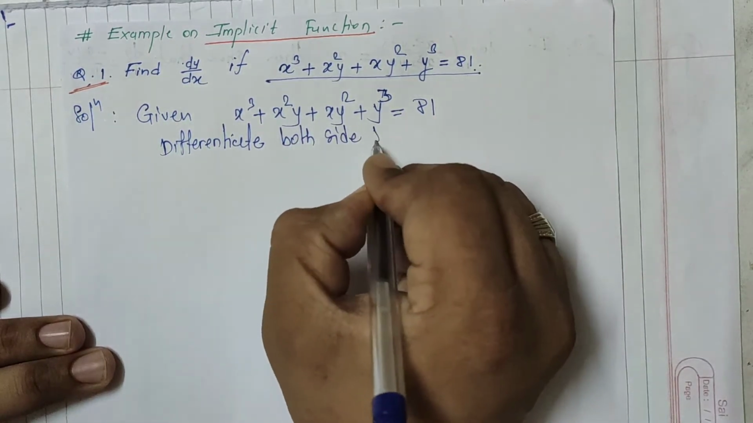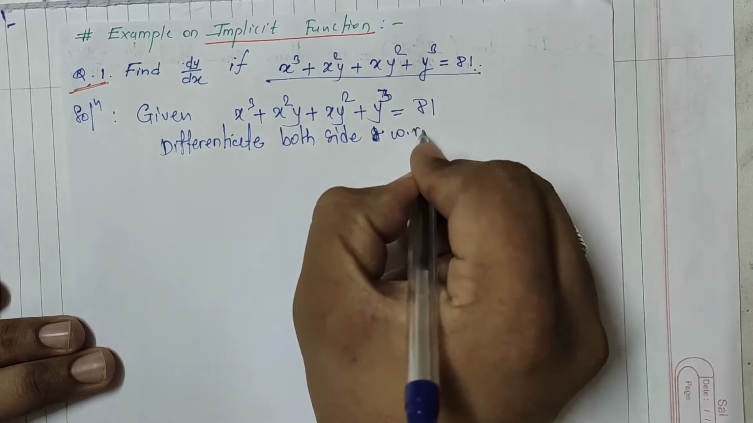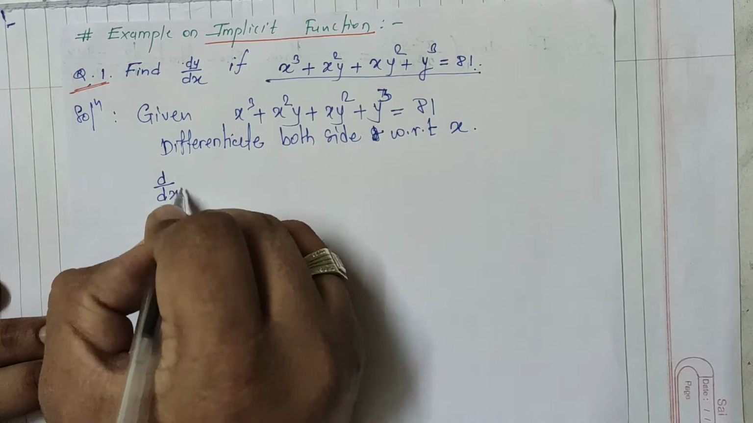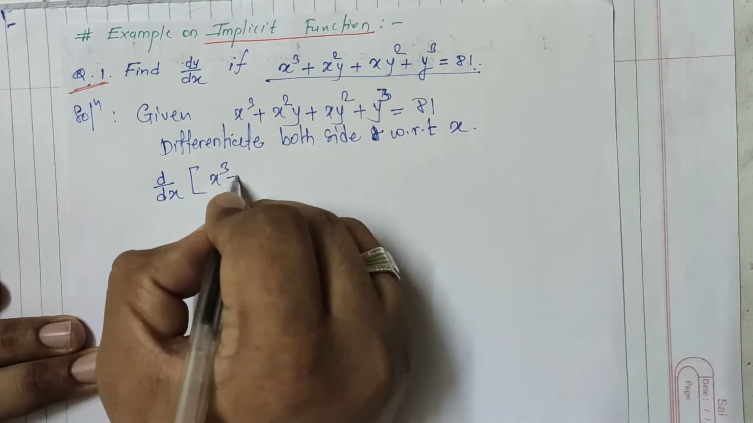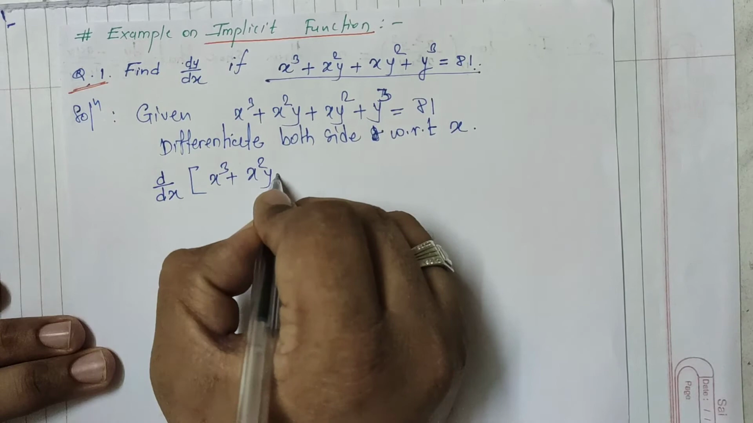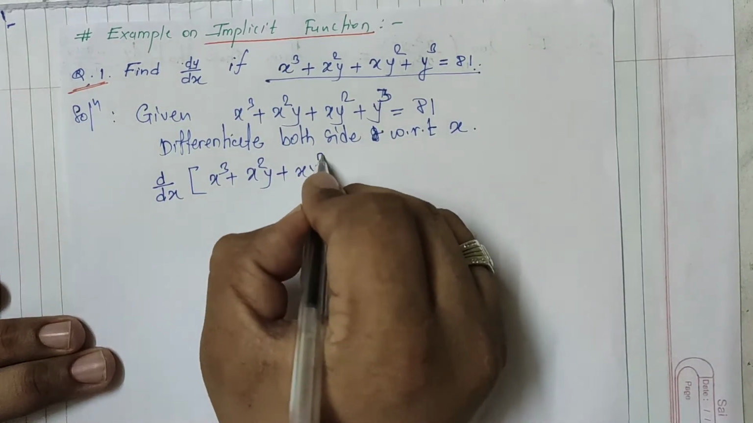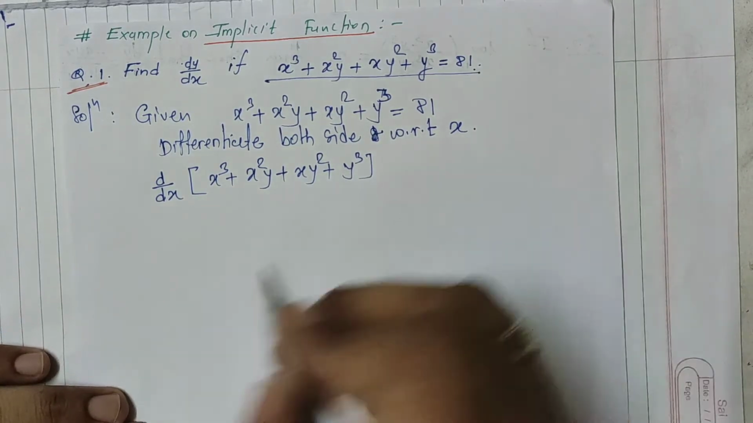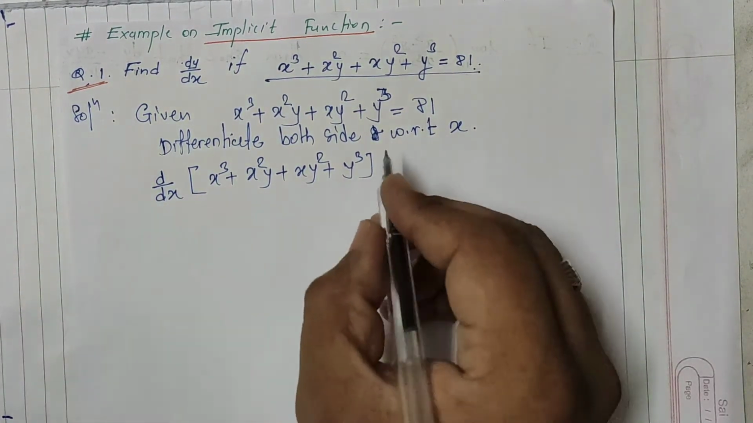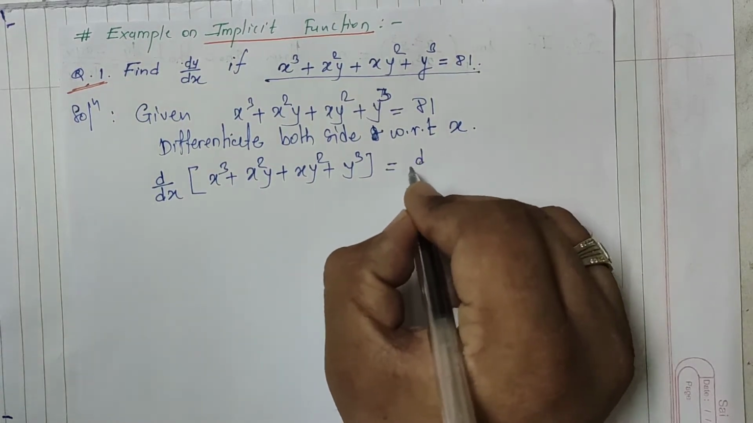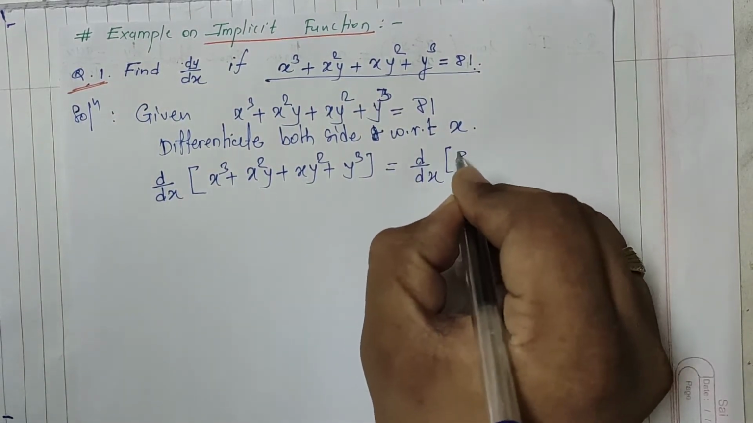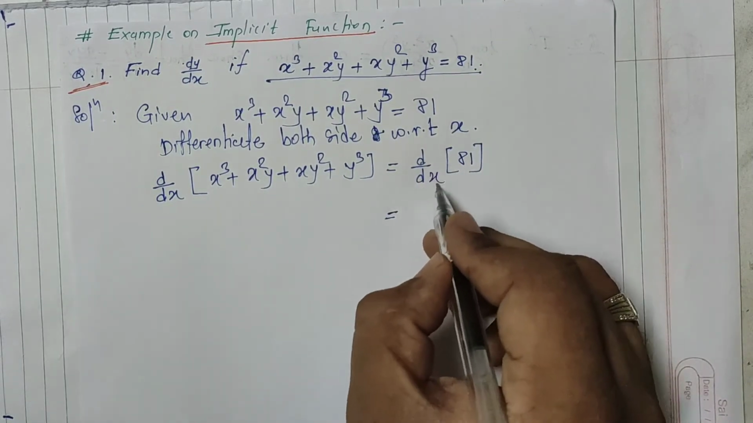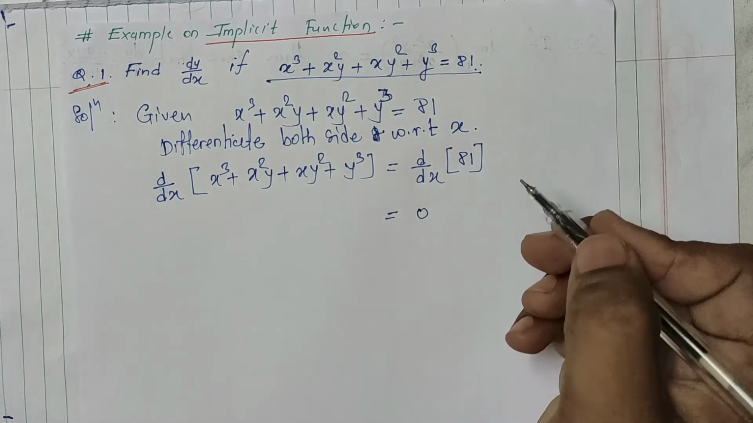Differentiate both sides with respect to x. Then we get the derivative of the whole function x cube plus x square y plus xy square plus y cube is equal to the derivative of 81. First of all, 81 is a constant term. What is its derivative? The derivative of a constant term is 0.